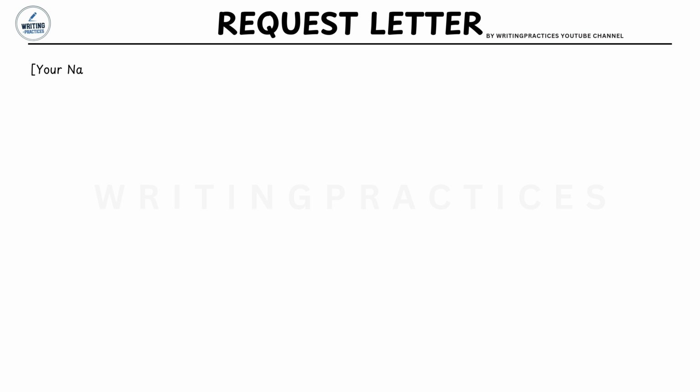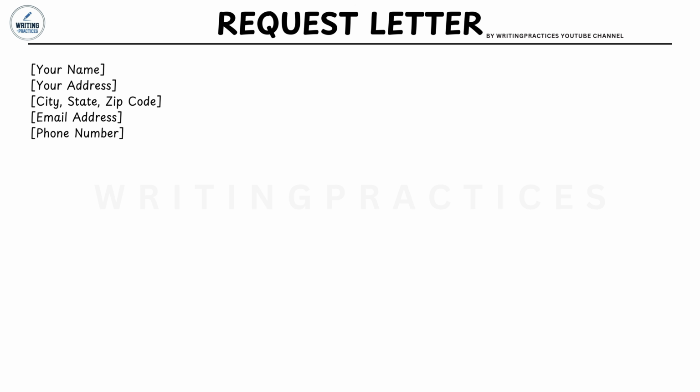First things first, you're going to start with your own details at the top of the letter. This includes your name, address, email, and phone number. Basically, you're making it easy for the recipient to know who's contacting them and how they can get back to you. You also want to add the date. This is important because the recipient should know when this request is being made.